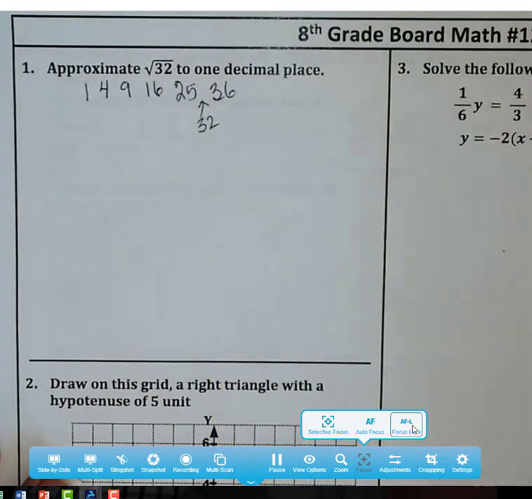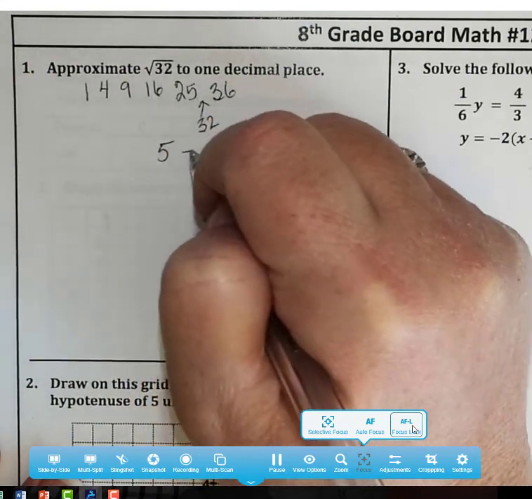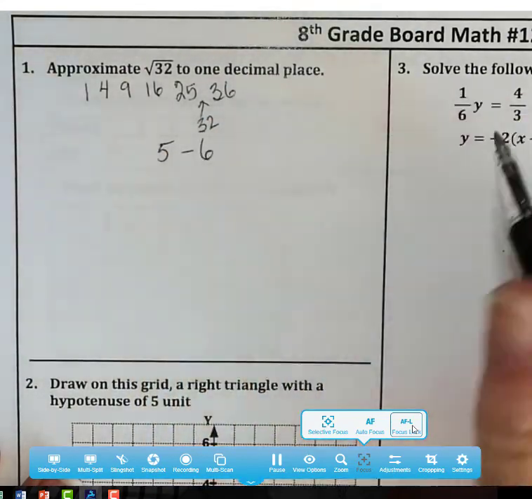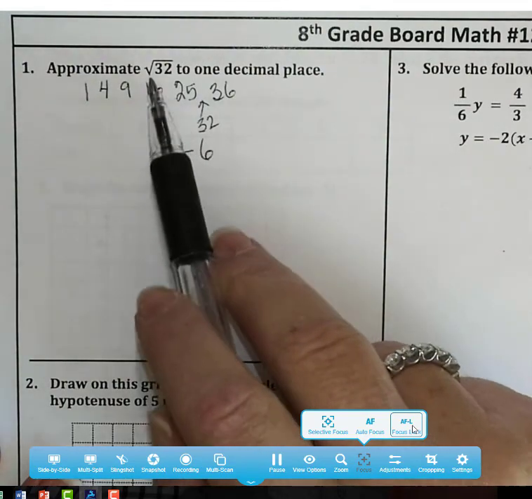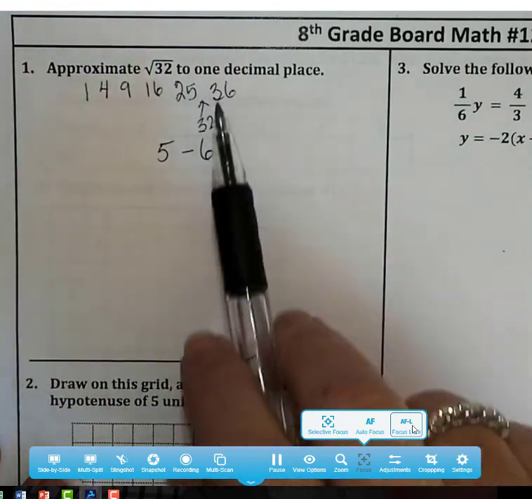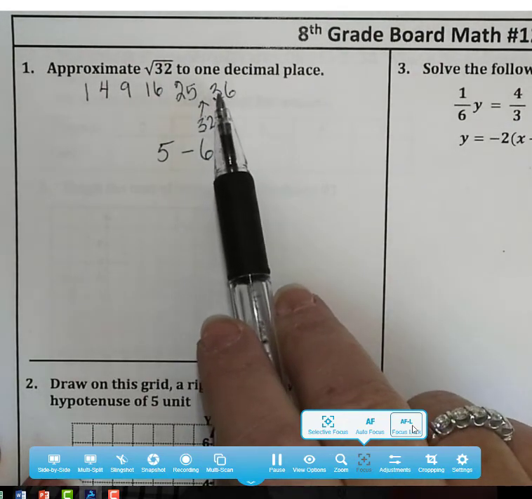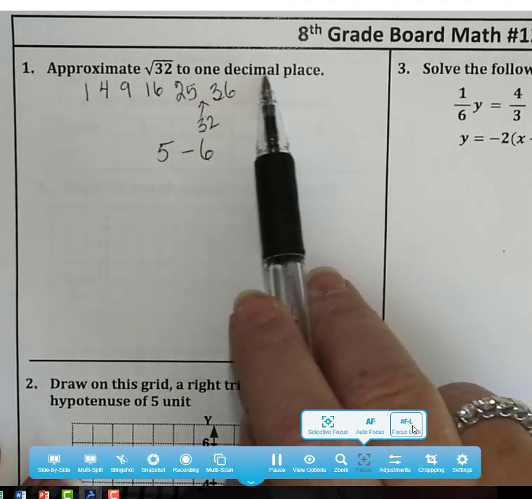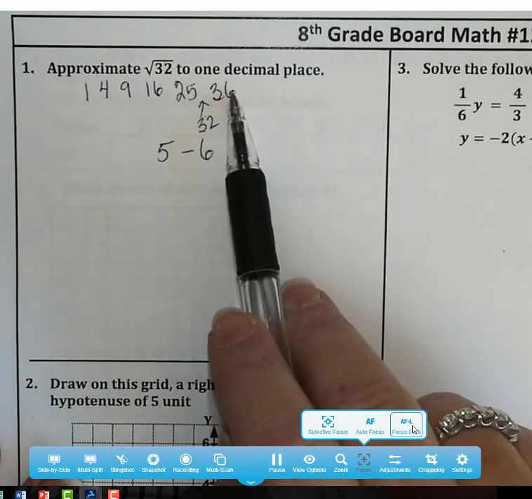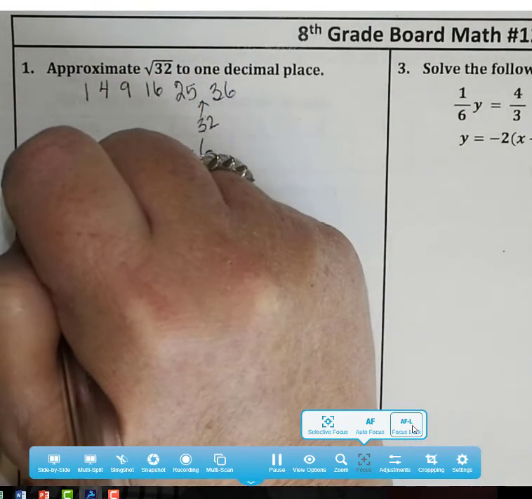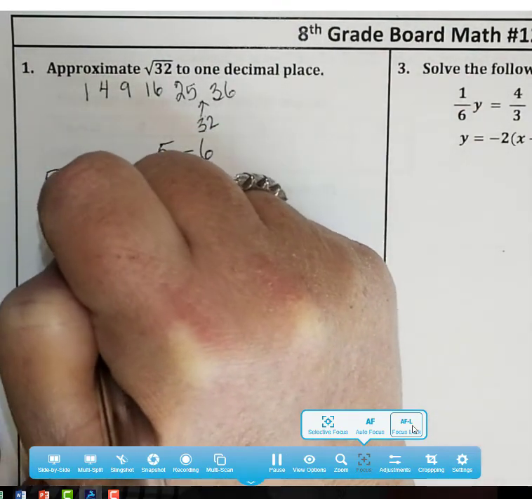So we're looking somewhere between 5 and 6, 5 point something, up to 6, is going to be the square root of 32. Well, 32 is definitely closer to 36, and it asks us to find it to the tenths place. So it's obviously not 6, because that's 36, but it could be 5.9 squared. It could be 5.8 squared.